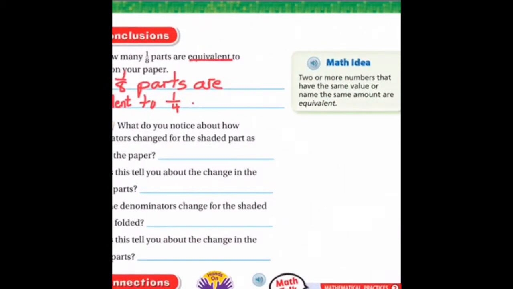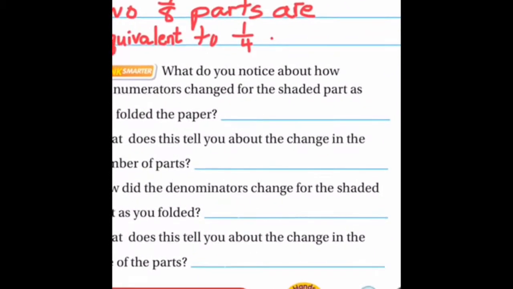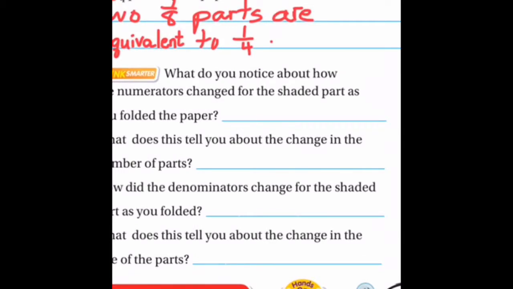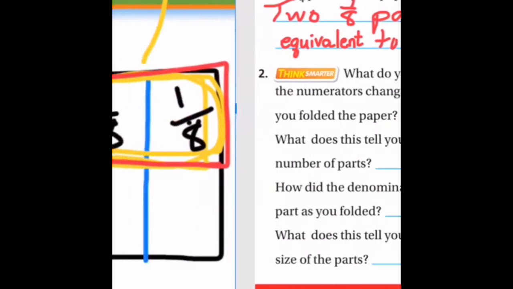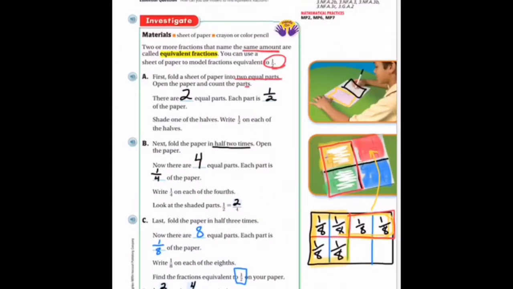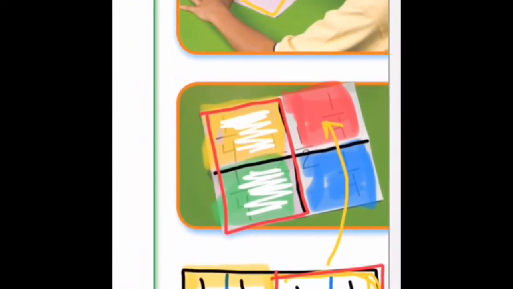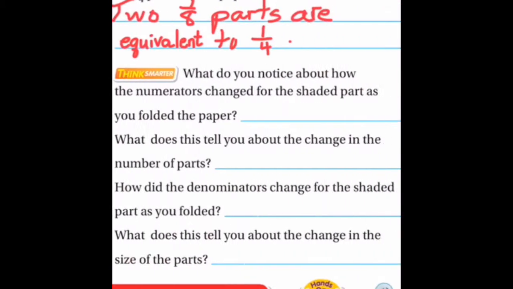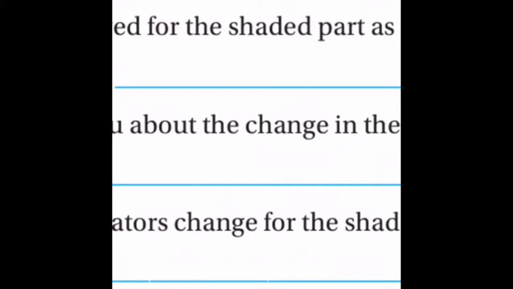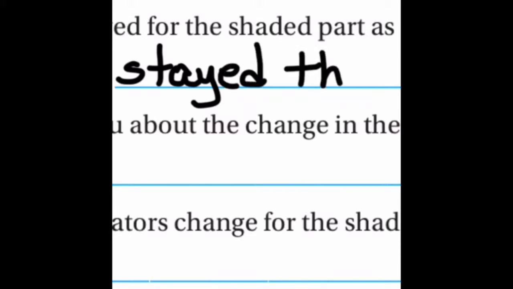Period. All right. What do you notice about how the numerators changed for the shaded parts as you folded the paper? So as we folded the paper, the numerator, or the top numbers, they stayed the same, right? They were 1/2. If we look at that right there, they were 1/2. Here, they were 1/4. Here, we had 1/8. So the numerators stayed the same. Stayed the same.